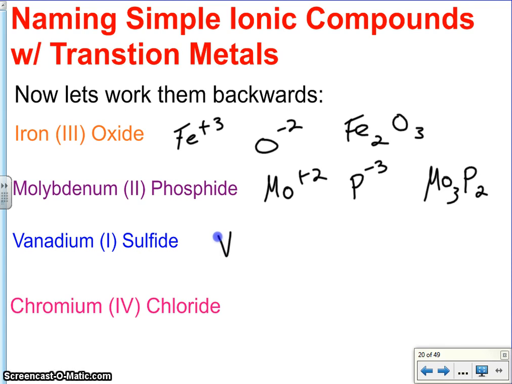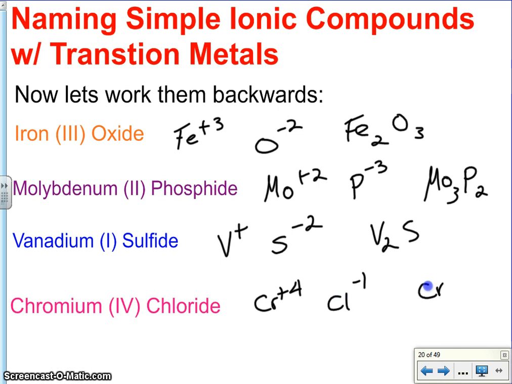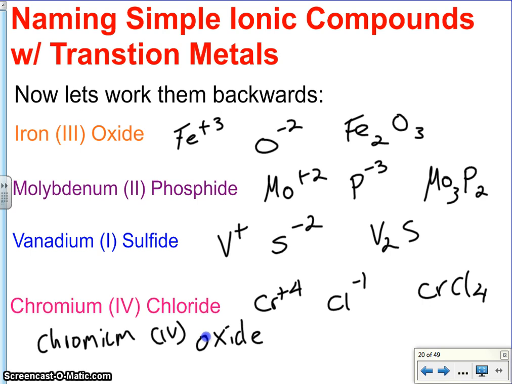Vanadium 1 sulfide, V plus 1, S minus 2, cross and swap, V2S. And last one, chromium 4 chloride is Cr plus 4, Cl minus 1, cross and swap, CrCl4. And you could also have one with chromium. Let's do that one real quick. Chromium 4, let's say oxide. Okay, well chromium 4 would be Cr plus 4, just like it was above in the last one. Oxygen's negative 2.